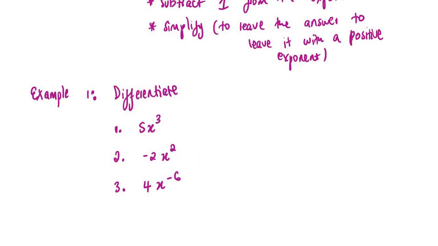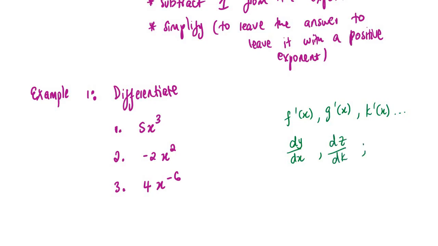Okay. Now, when you have to differentiate, the thing is that we have 3 notations that we use. When you have to differentiate this, there are 3 notations that we use. So we are gonna be working with things such as f prime of x, g prime of x, k prime of x, etc. Then we're going to be working with things such as dy over dx, dz over dk.